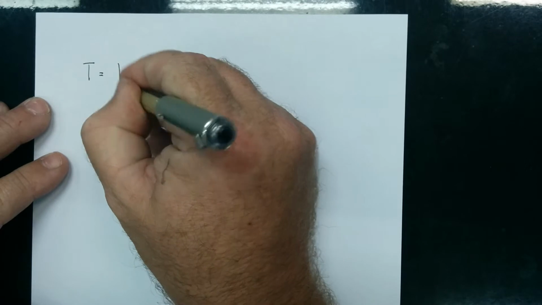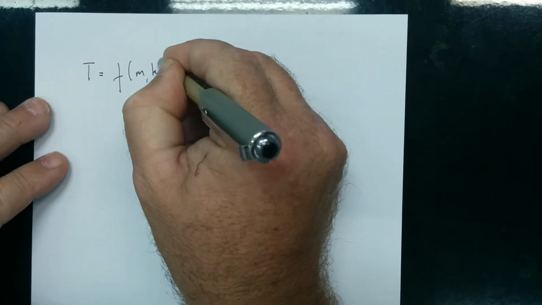Let's do that first. Well, it's fairly simple, and it goes like this. T, the period, is a function of the mass and the spring constant. That's all you have to write. The second part of the question, so that's part A.